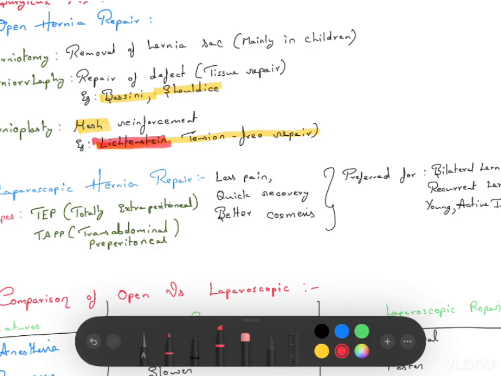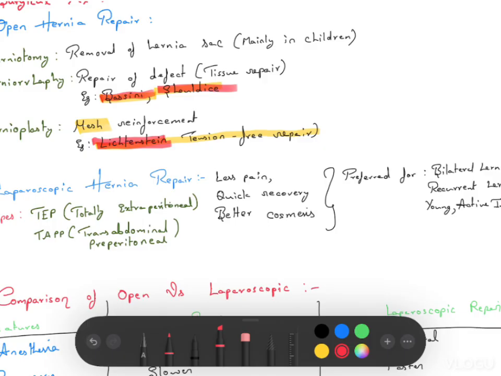Next we can see the Shouldice repair, under herniorrhaphy. In herniorrhaphy we have two different types, which we already discussed: repairing the defect, like tissue repair. So we have Bassini and Shouldice. Now we are discussing the Shouldice repair. It is the most successful non-mesh repair, using multi-layer reconstruction of the posterior wall, and it is used when mesh is contraindicated.